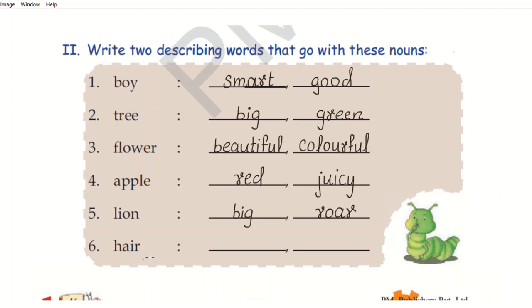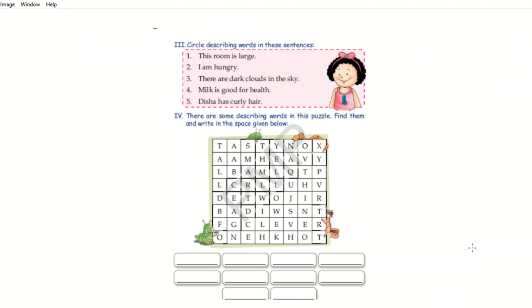Last word is hair. So 2 describing words we can write for the noun hair: long and another word can be black. So children, in exercise number 2, we have written 2 describing words for each noun given. See page number 45.